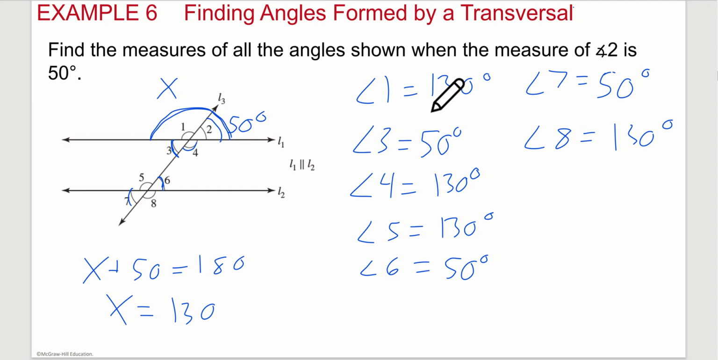So working it out, we found the measures of all of the other ones simply by knowing the relationships of our pairs of angles.